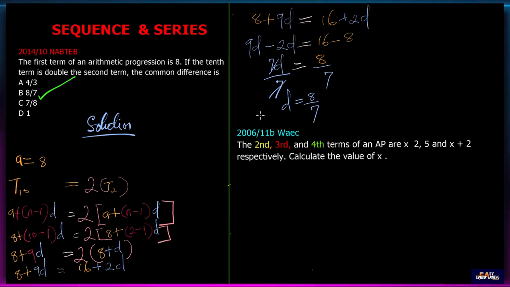All right, so we have another question, and the question says the second, third, and fourth terms of an AP are x minus 2, 5, and x plus 2, respectively. We are asked to calculate the value of x.